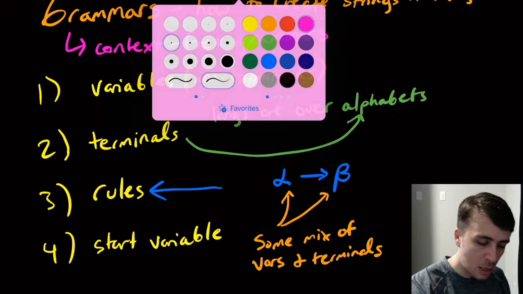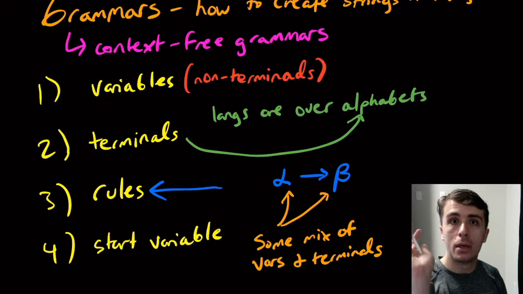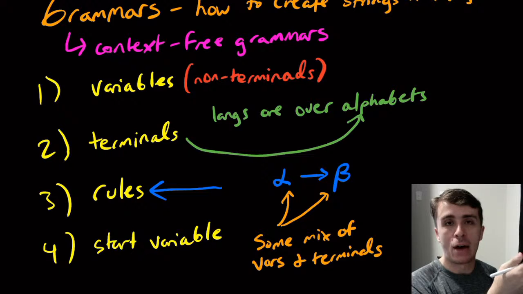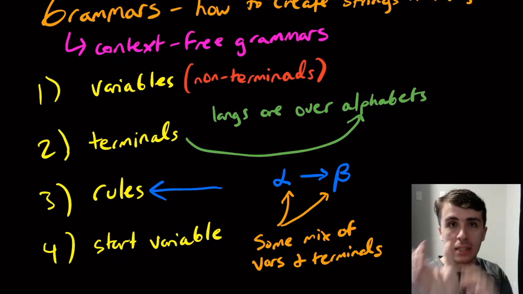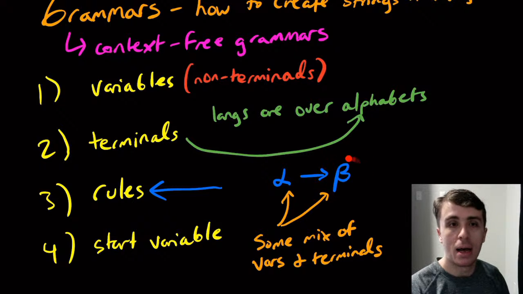So how does the computation actually happen? What happens is, whenever we see an alpha at any time, if this is a rule right here, anytime we see an alpha, I could cross that alpha out, that whole string, I can delete it and replace it in the same place with whatever the right-hand side is here.